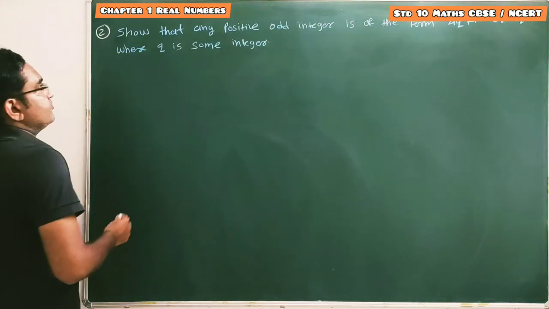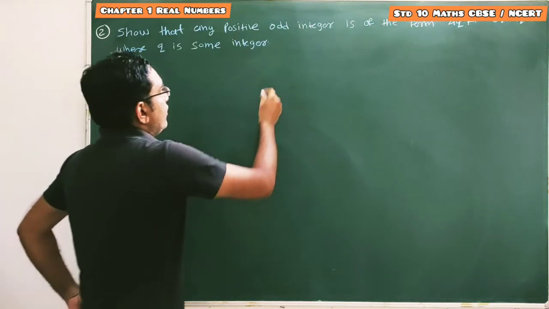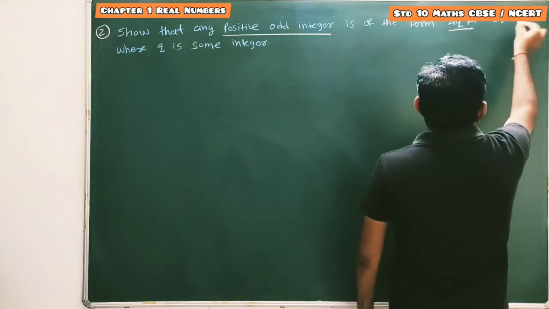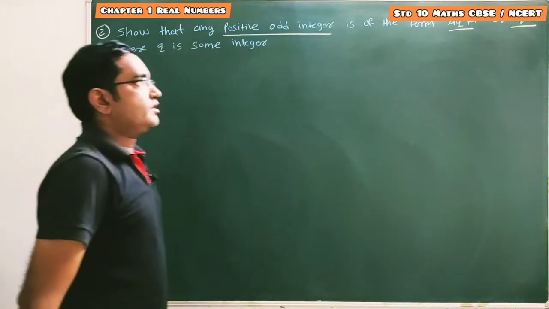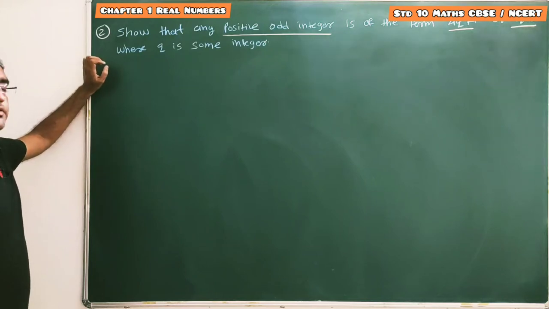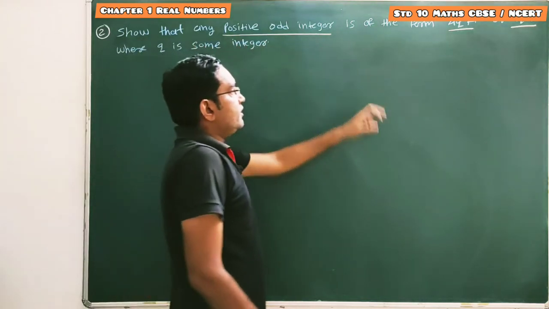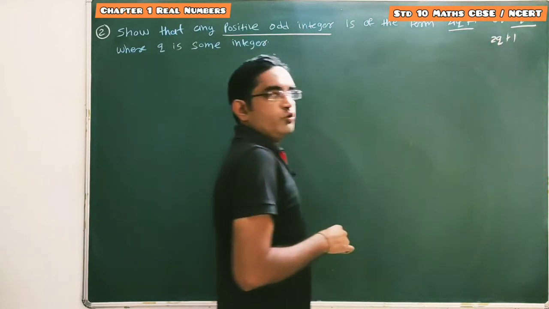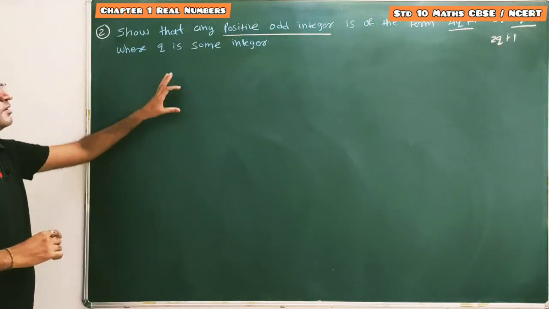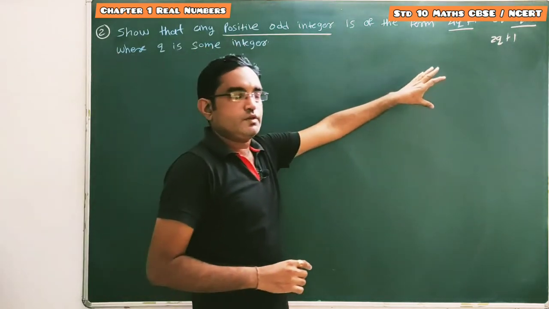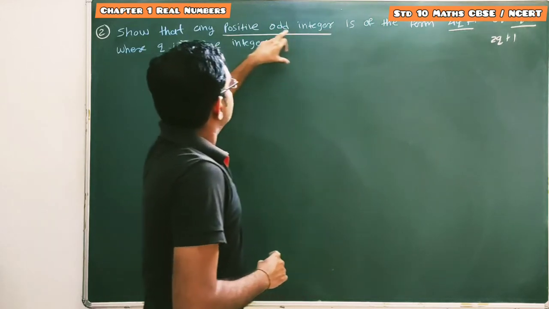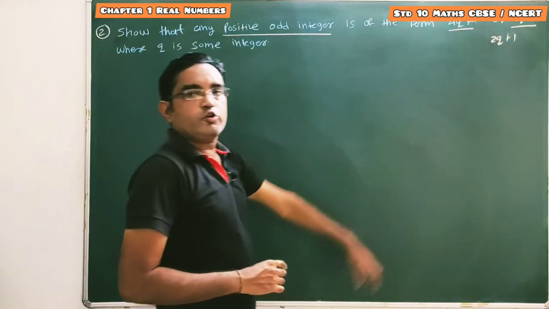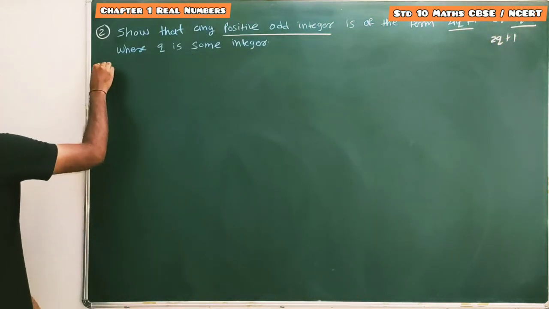Okay, now next question. Here we have to prove that any positive odd integer is in the form of 4q plus 1 or 4q plus 3, which is similar to the previous question. In the previous question we proved that any positive odd integer is in the form of 2q plus 1, where we divided our required integer by 2. Now here we have to prove this for the form 4q plus 1 or 4q plus 3. So let's start with an assumption.